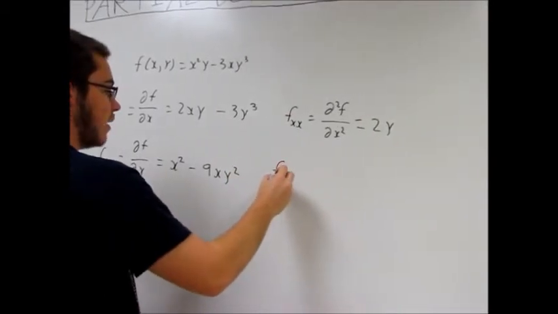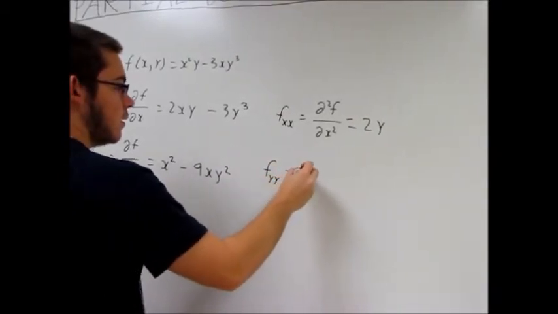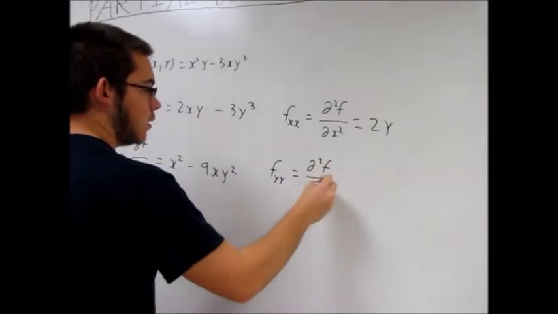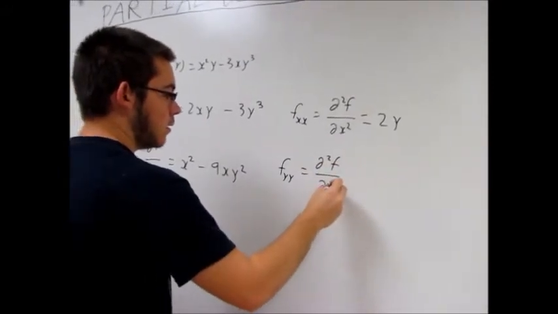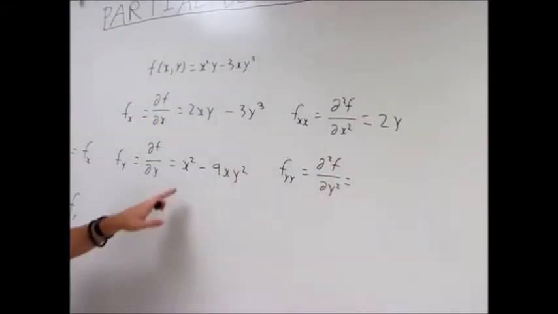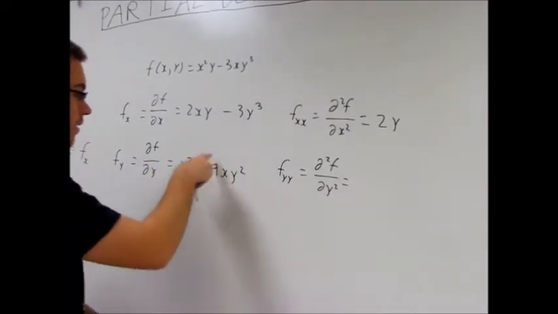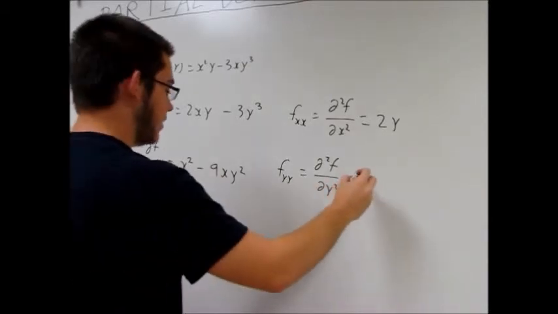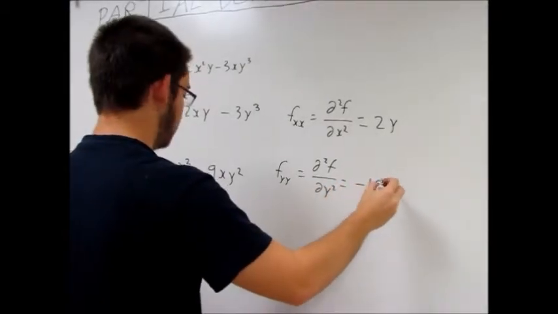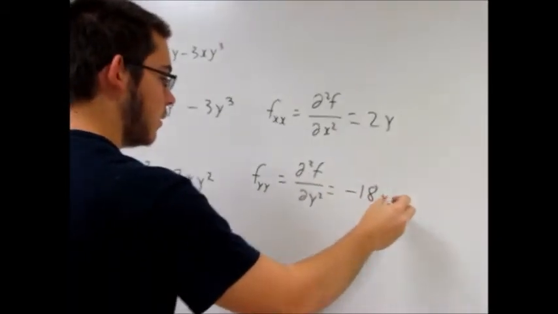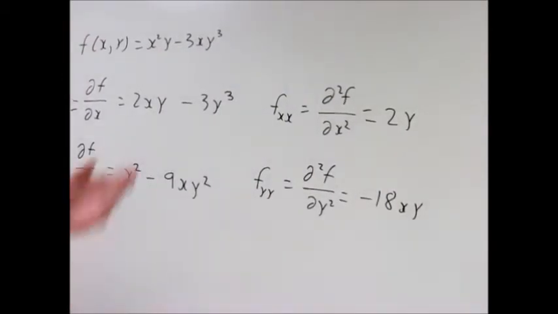Same thing, you can take f_yy, so this is just a constant now, so 0, minus, well, if we bring that down, what does it become? 18xy, and so those are the second derivatives.